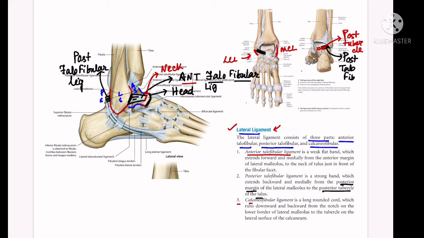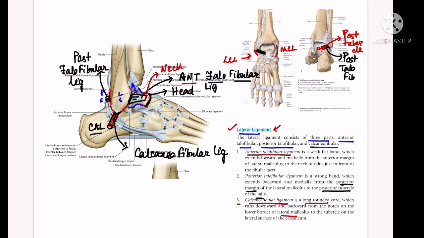And the third is the calcaneofibular ligament, which is a long rounded cord and runs downward and backward from the notch on the lower border of lateral malleolus. So this is the calcaneofibular ligament. It actually extends from the lower part of the anterior border or anterior surface and it extends downward and backward to the tubercle on the lateral surface of calcaneum. There is a tubercle on the lateral surface of the calcaneus. So this one is the calcaneofibular ligament.